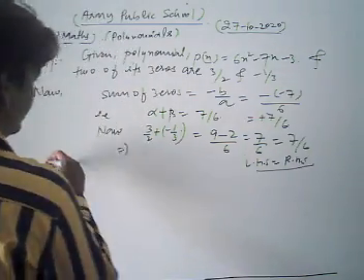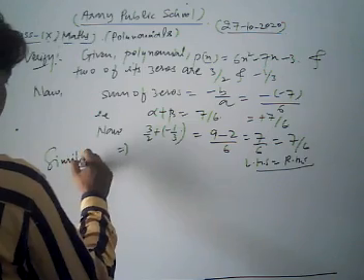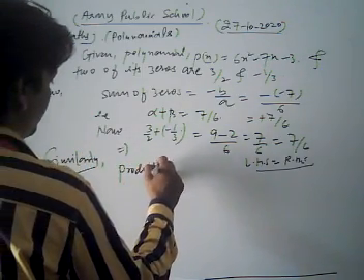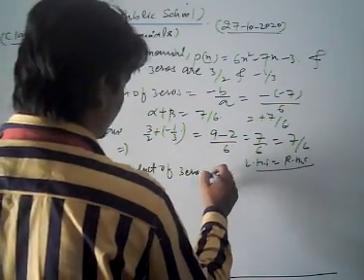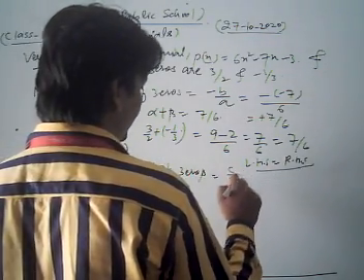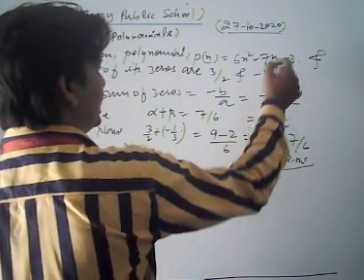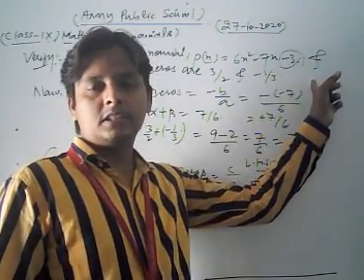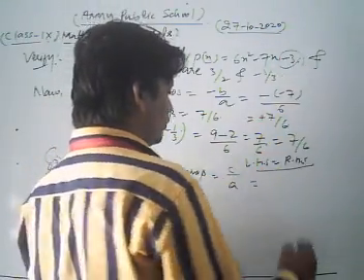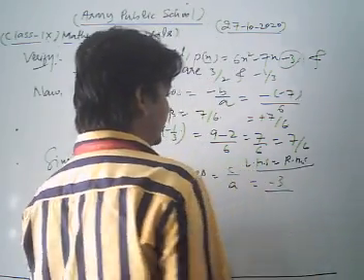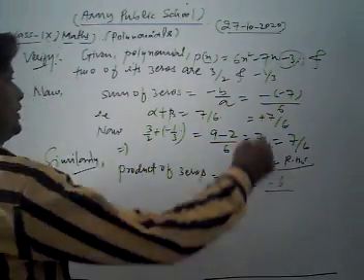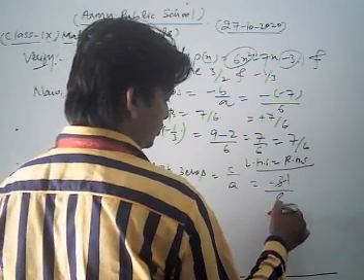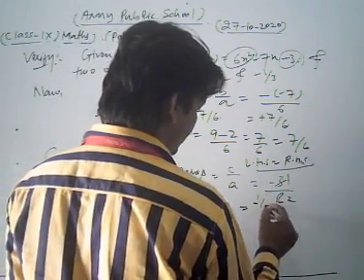Now similarly we find the product of zeros. Product of zeros is equal to c upon a. c is the constant term, and in that polynomial the constant term is minus 3. So here we put minus 3 upon the value of a, which is the coefficient of x square, that is 6. So minus 1 by 2.